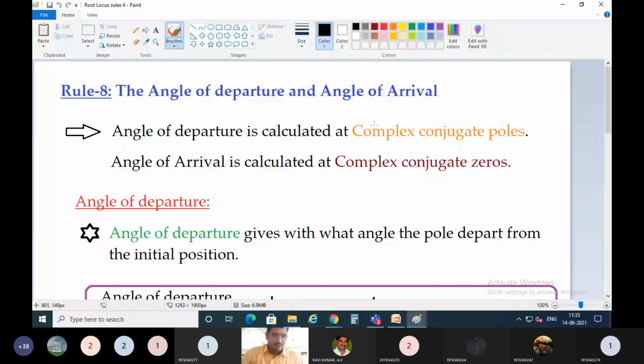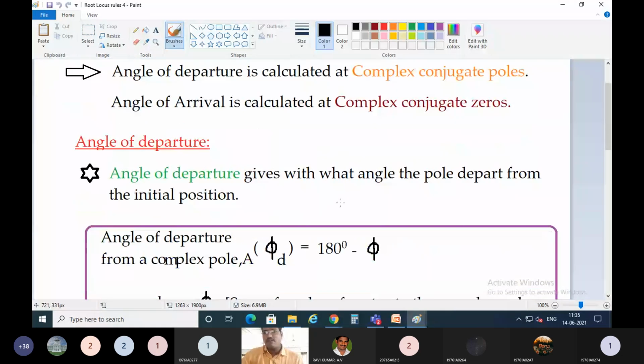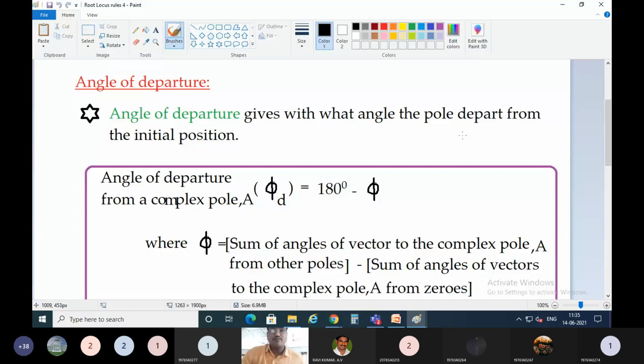How to find the angle of departure, sir? What is the purpose of finding the angle of departure? We'll see it in detail in the numerical. I'm going to explain, don't worry. First of all, let us understand what the angle of departure is, where it is calculated, and what the formula is. The angle of departure is calculated at a complex conjugate pole. It gives the angle with which the pole departs from its initial position. So how much angle the pole departs from the initial position, that is the angle of departure from a complex pole.